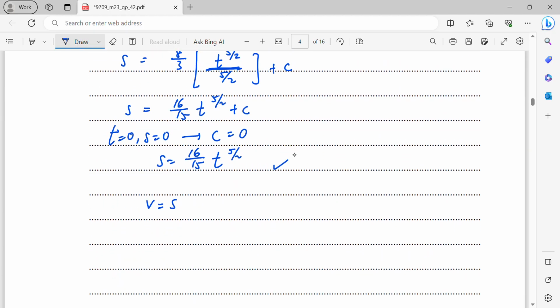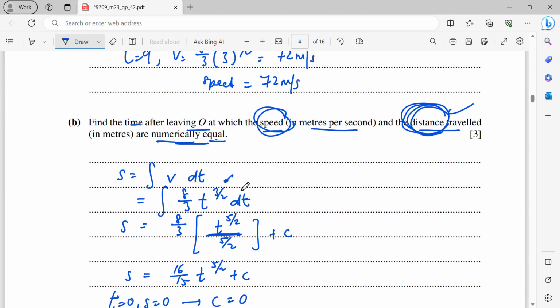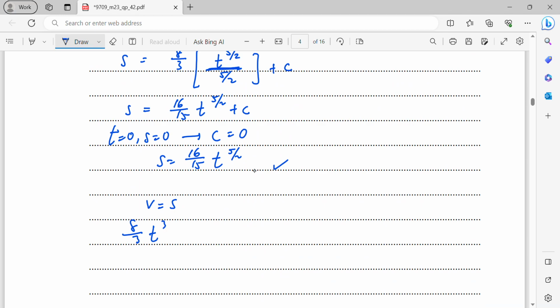So my v is 8 over 3 t to the power of 3 over 2, and my s is going to be 16 over 15 times t to the power of 5 over 2. Now I will move the right side to the left-hand side. So 8 over 3 t to the power of 3 over 2 minus 16 over 15 times t to the power of 5 over 2 equals 0.